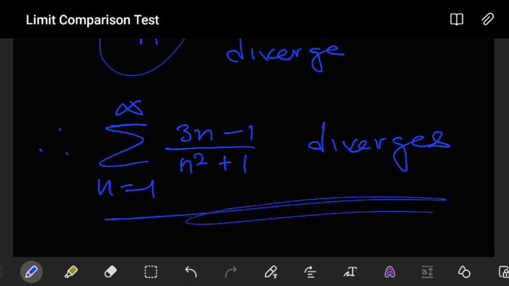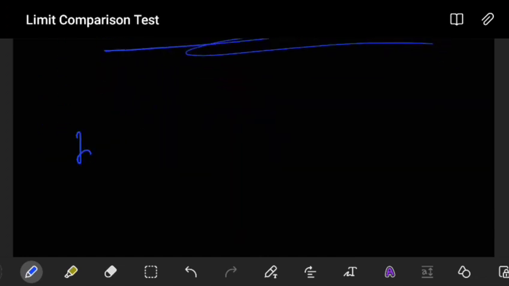Now, again, we could have arrived at the same conclusion had we defined our Bn to be equal to 3n over, this is over n squared.